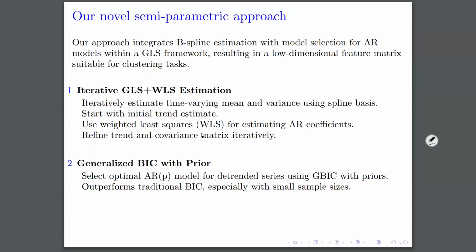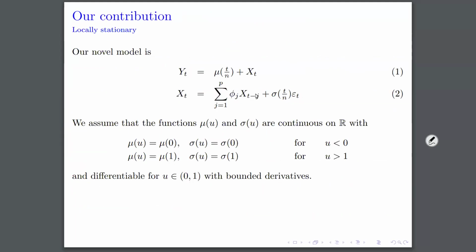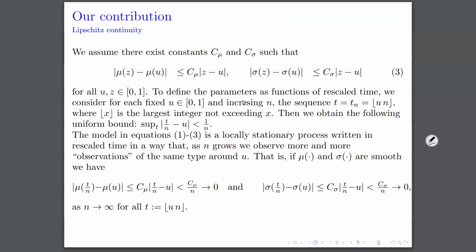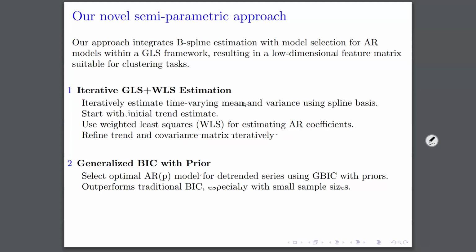In this project, we estimate the spline coefficients of the time varying mu, and after that we obtain the so-called residuals, which follow an autocorrelated structure. Since we structure our model in this way, we can estimate the autocorrelation coefficient using the weighted least squares method.